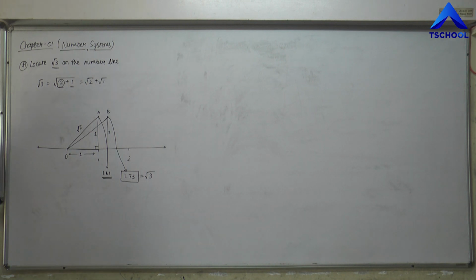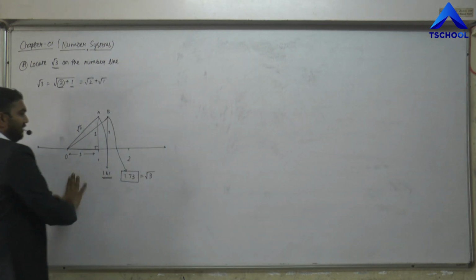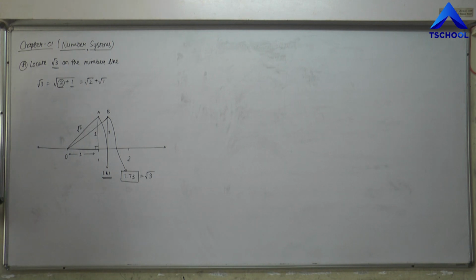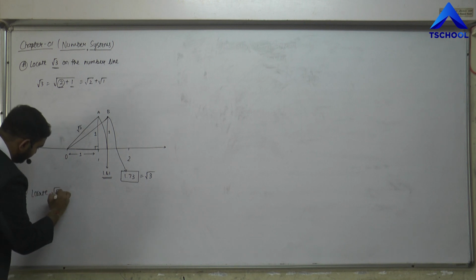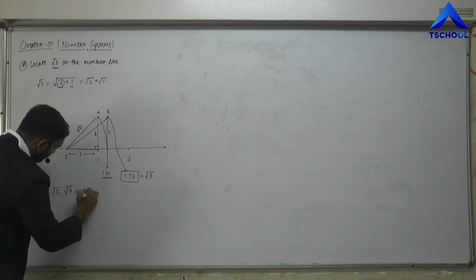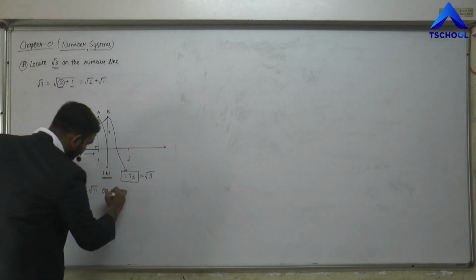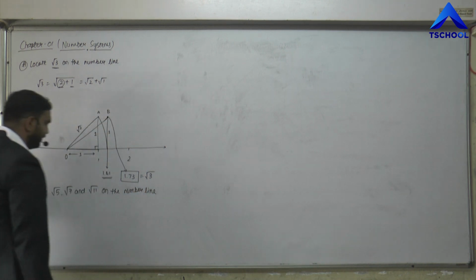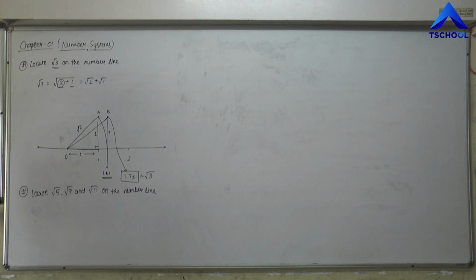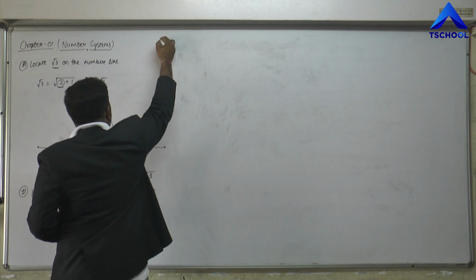So I explained to you in the first case how to locate root 2, and then we started with locating the number root 3. Now for your self study, locate root 5, root 7 and root 11 on the number line. Friends, I have given you 3 questions, root 5, root 7 and root 11. I need you to understand how to do this. So first of all, let me give you a hint, then you continue with doing this.